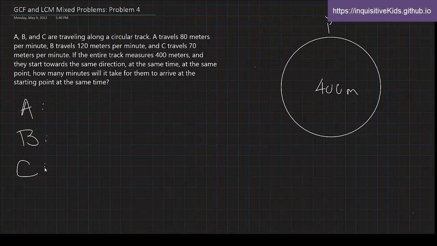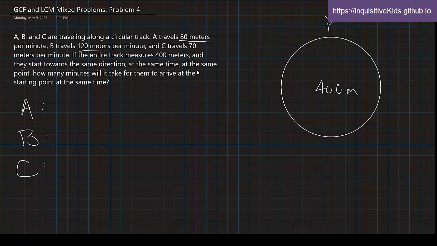So first, what are we looking for? Because we're doing GCF and LCM, and especially LCM for these last two problems, problem 3 and 4, we're looking at same times or same amounts. We're looking for a lot of sames, especially when their speeds are different.